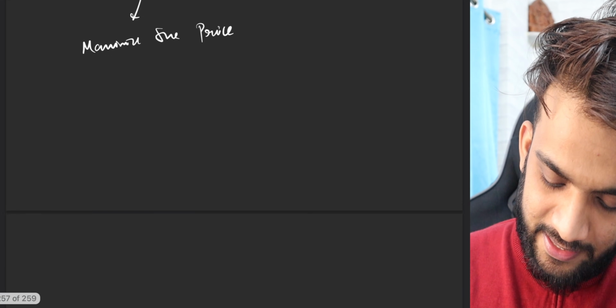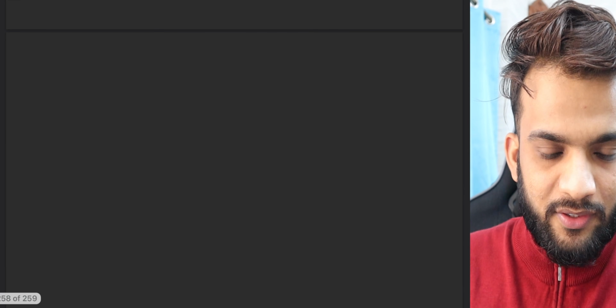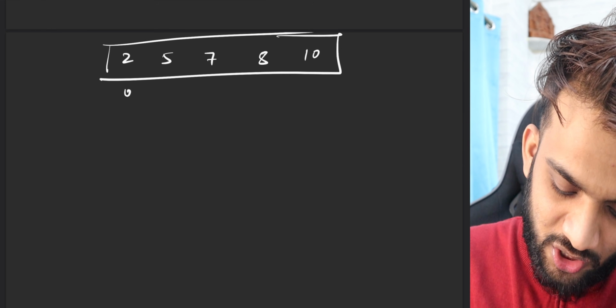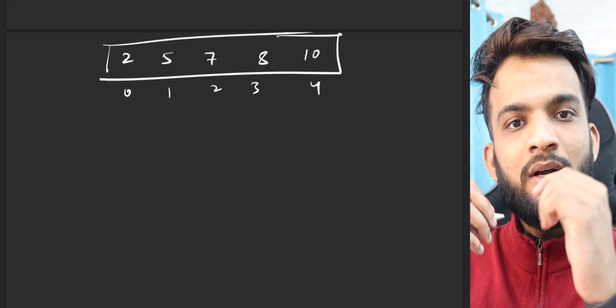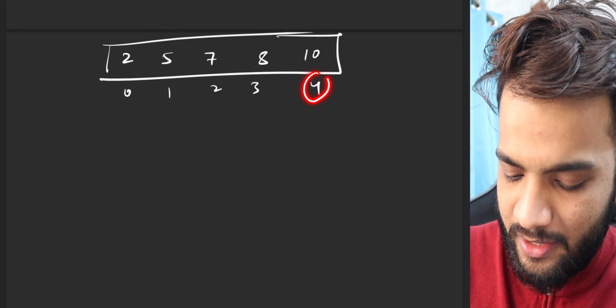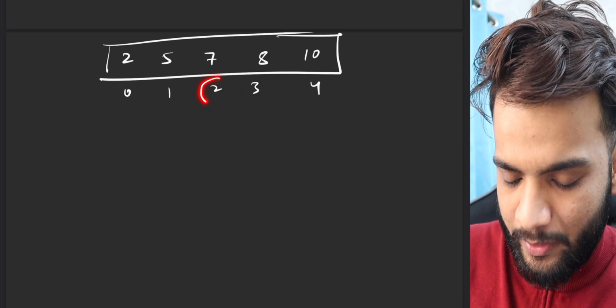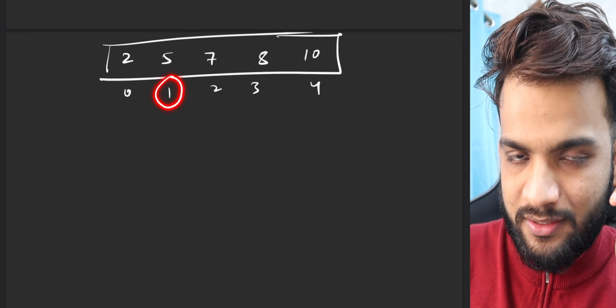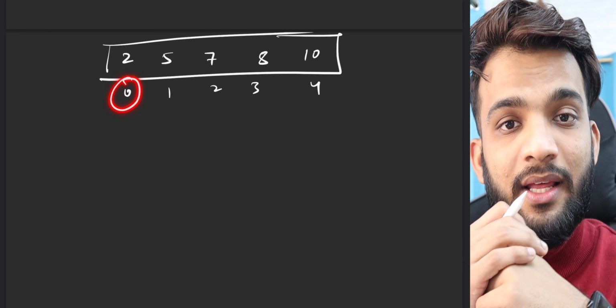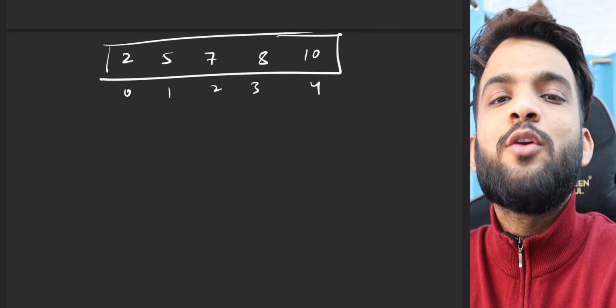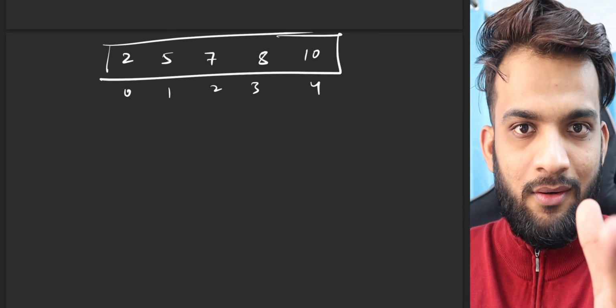So can I say this for this particular example? If I just take this particular example, 2, 5, 7, 8, 10. Can I say this? If I write down the index number 0, 1, 2, 3, 4, I know index 4 means a length 5. I know index 3 means a length 4. I know index 2 means a length 3. I know index 1 means a length 2. I know index 0 means a length 1. So can I solve the problem in a similar way to knapsack? I think I can.